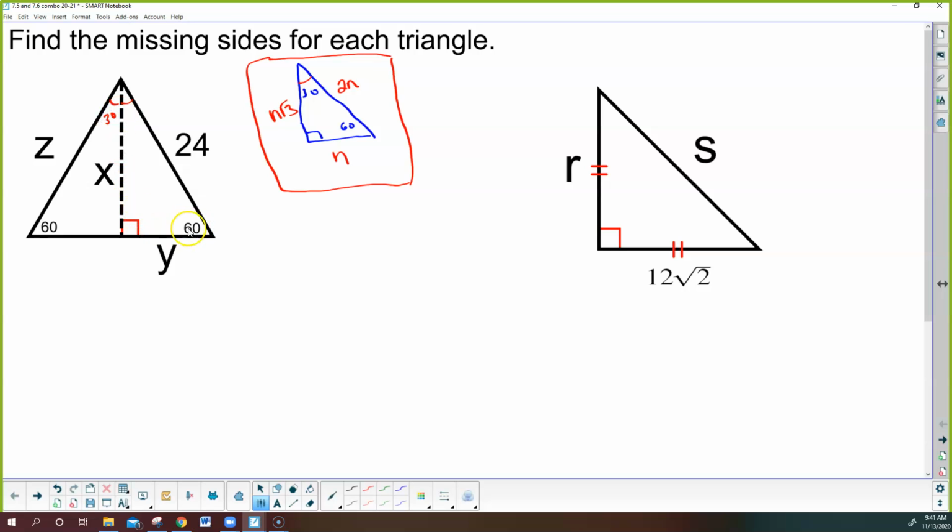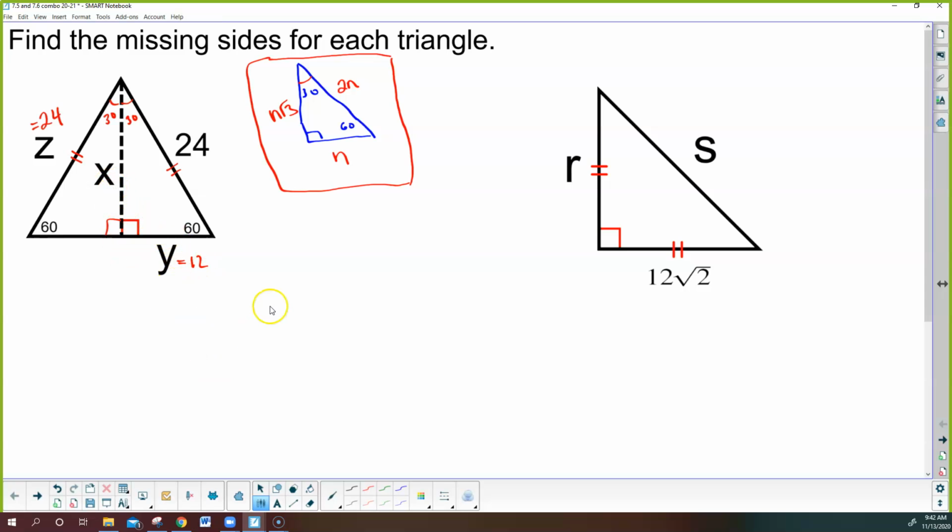But if this is, no, not really, because if this is 60, here's 90, this angle has to be 30. And because of linear pairs, this has to be 90. So that means this has to be 30. So that means I have a large equilateral triangle, which means this side length here is the same as this side length here. So that automatically tells me that z is equal to 24. And then notice y is across from the 30. Well, wait a minute. If the 24 is 2n, that means y definitely is half of that at 12.